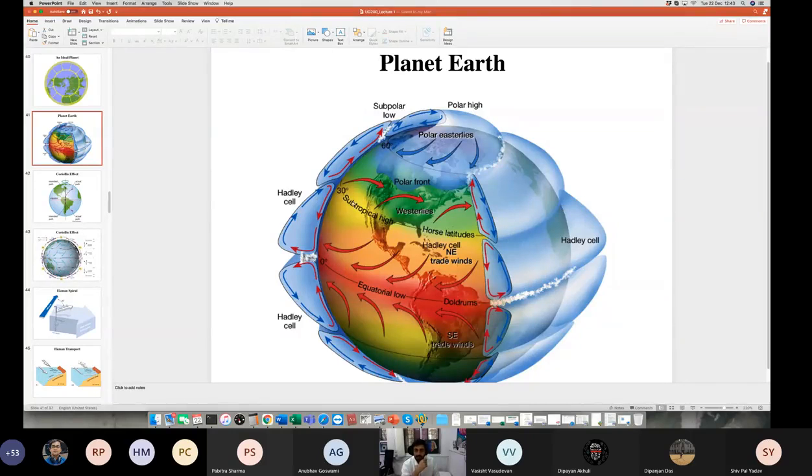From Sahara to Death Valley, from Taklamakan to Thar, they're all around 30 degrees north and 30 degrees south, because here the two air masses sink. We know, and keep in mind, these circulation patterns have a very strong seasonal bias.